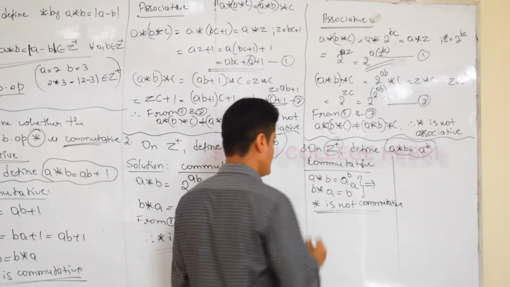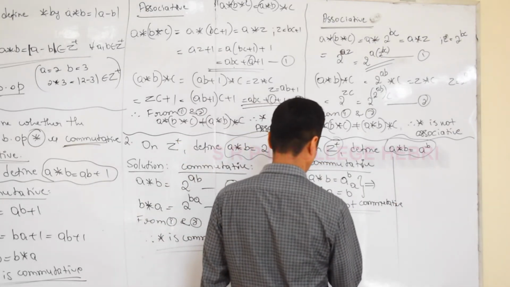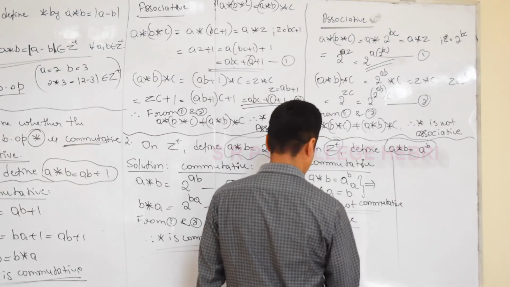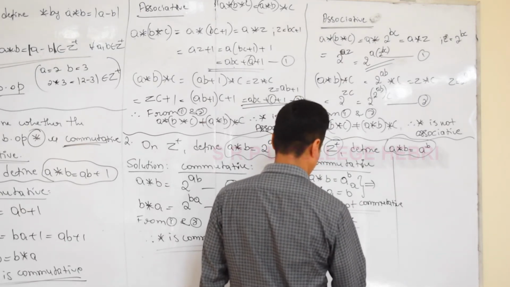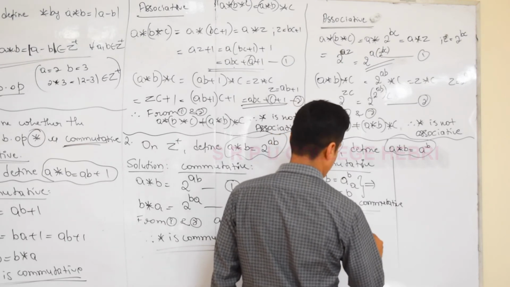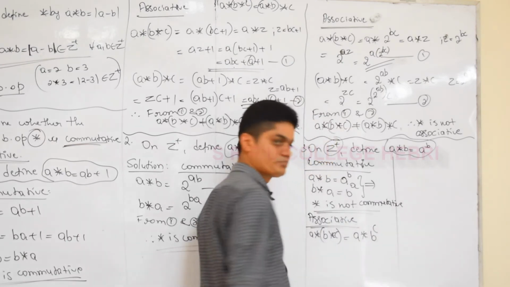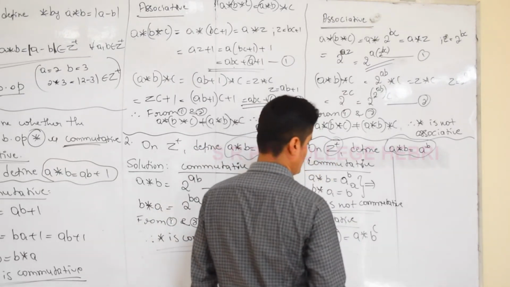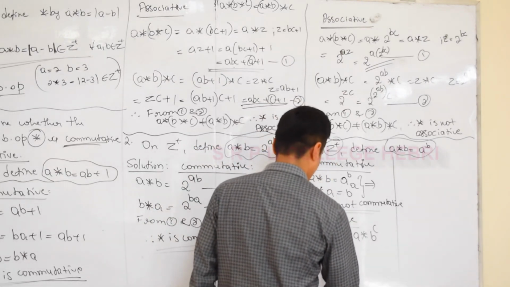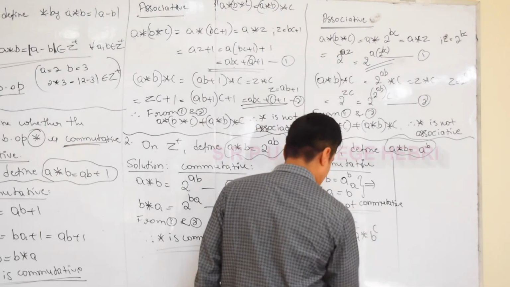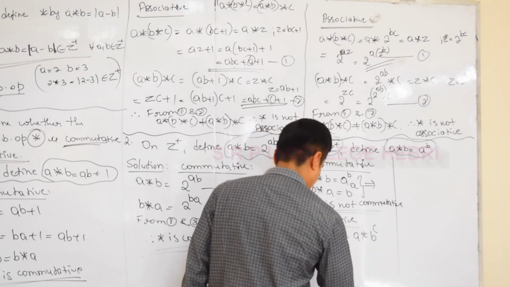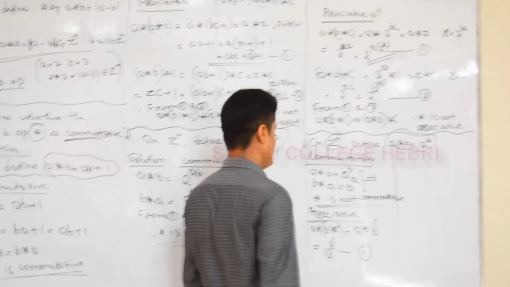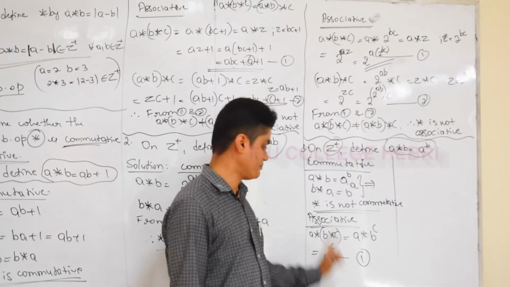Now what do we have to check? Associative or not. So first you have to check A star B star C. That is A star B power C, correct? So now this will be equal to, see, a power b, this is a, this is b. Now what happens, tell me, a power b power c, this is one side. A star b star c is equal to a power b power c.